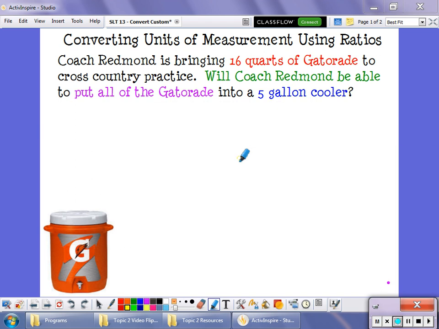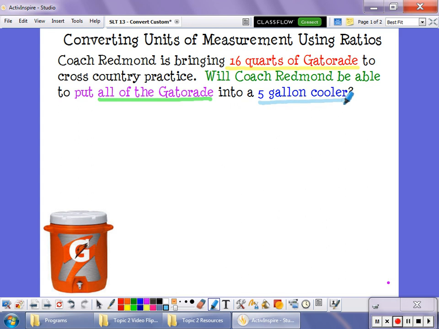You can convert units of measurement using equivalent ratios. Coach Redmond is bringing 16 quarts of Gatorade to cross-country practice. We want to know, will Coach Redmond be able to put all of the Gatorade into a 5-gallon cooler?